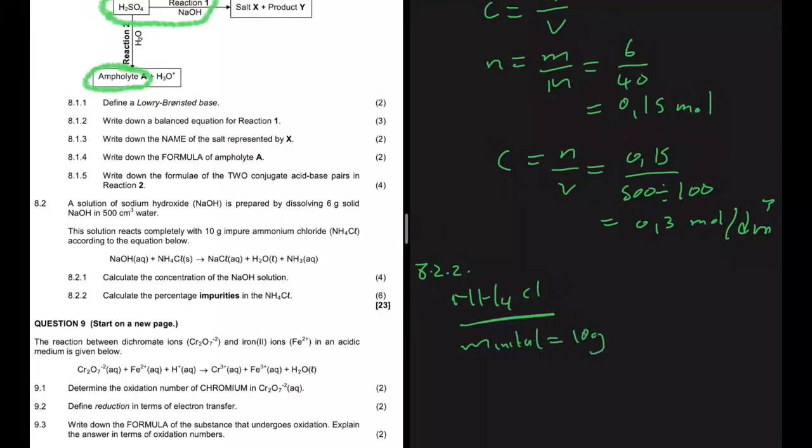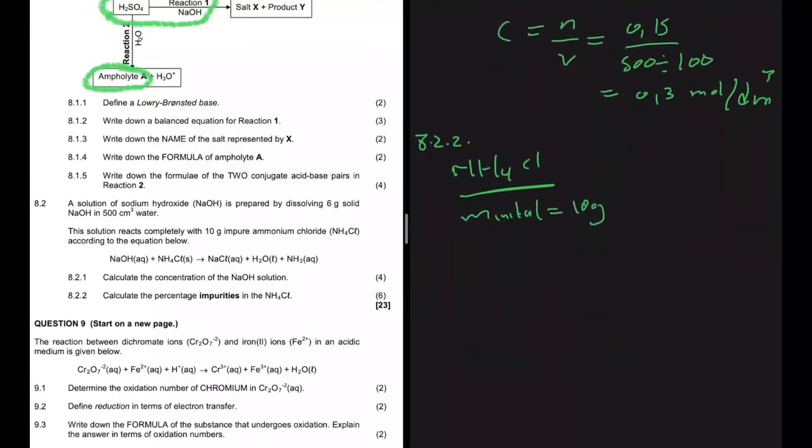We're going to find the mass. For purity, we will find the mass of the pure substance. So the mass that reacted, right? So let's go ahead and do that. What information do we have? Let's write our equation. NaOH plus NH4Cl is giving us NaCl and so on, right?